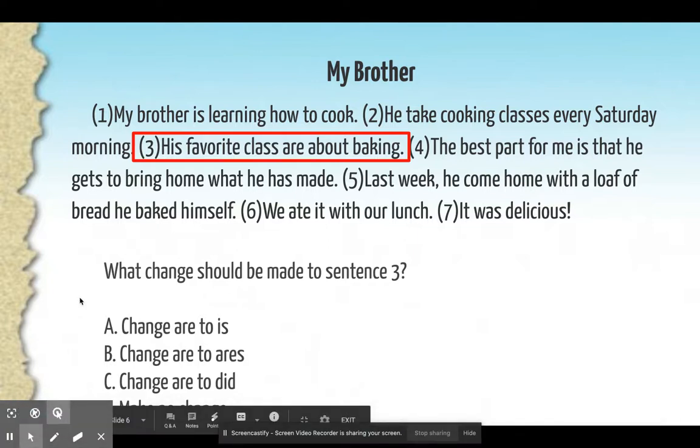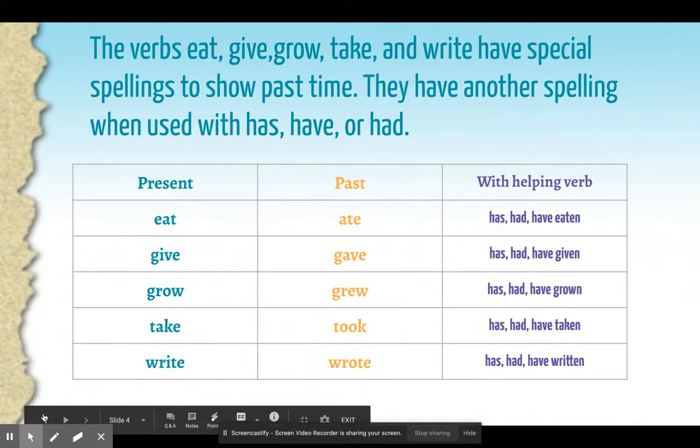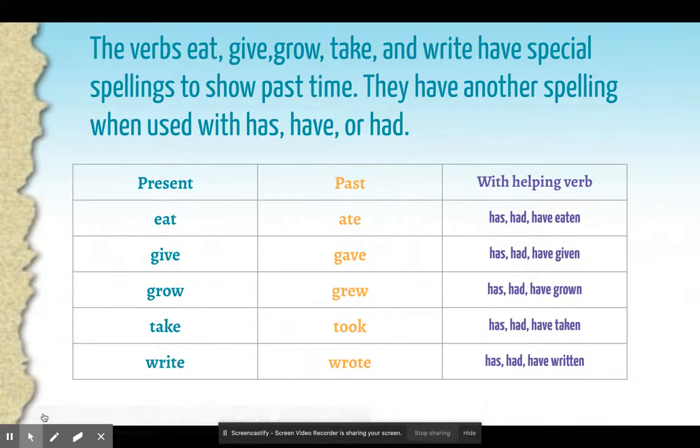So, remember, when using past tense verbs, we can change the verb to one of the past tense forms, or we can make it be past tense by adding a helping verb and changing the word as well.